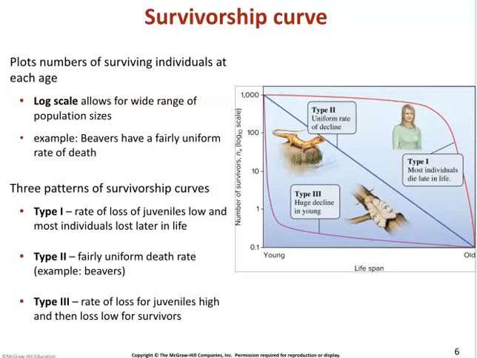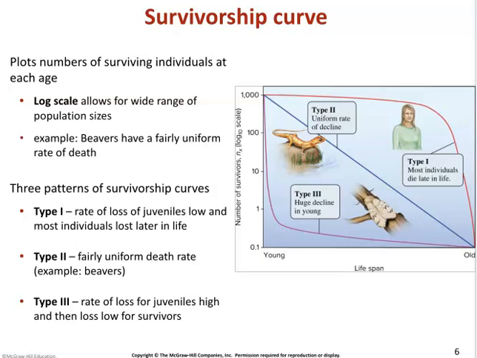So we plot the number of surviving individuals at each age. If it's a logistic scale and it's logarithmic, you will see that there's tons of population sizes that this can work for. And if you look up the side, you're going to see the number of survivors on that logarithmic scale. And across the bottom, the lifespan, young to old. So there are 3 different types of patterns that organisms can follow.